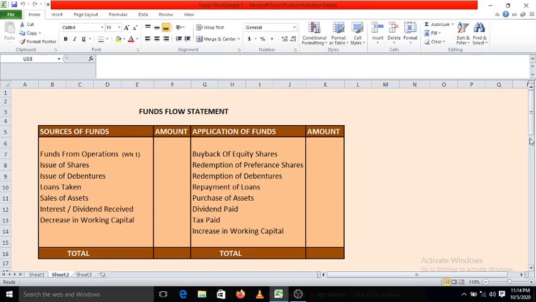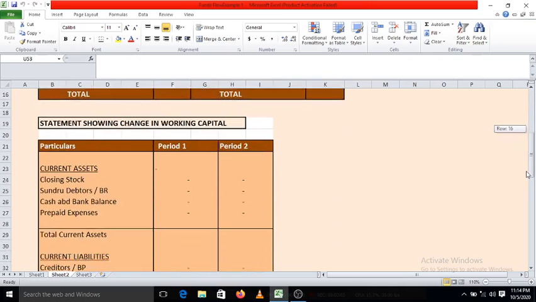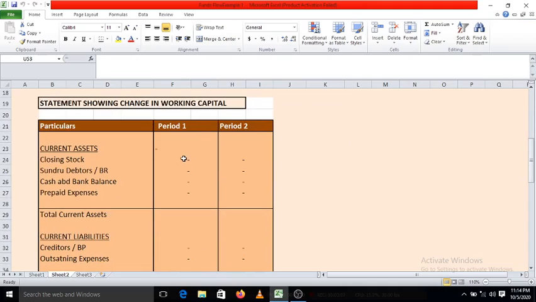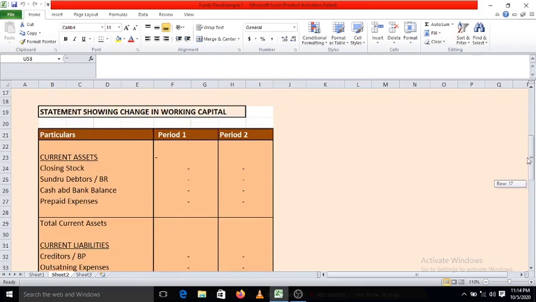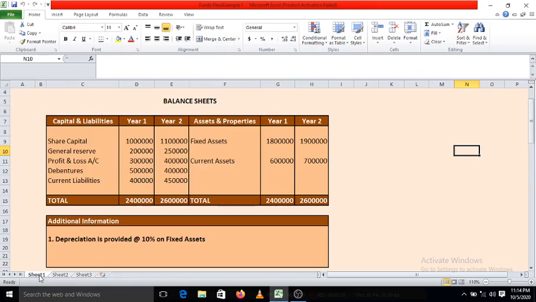First of all, we will go to the statement showing change in working capital. How do we find it out? We have to find the total current assets of period 1 and period 2. Out of that, we have to deduct the total current liabilities of period 1 and period 2. Then we will find the net working capital of period 1 and period 2, and then the change, whether it has increased or decreased.